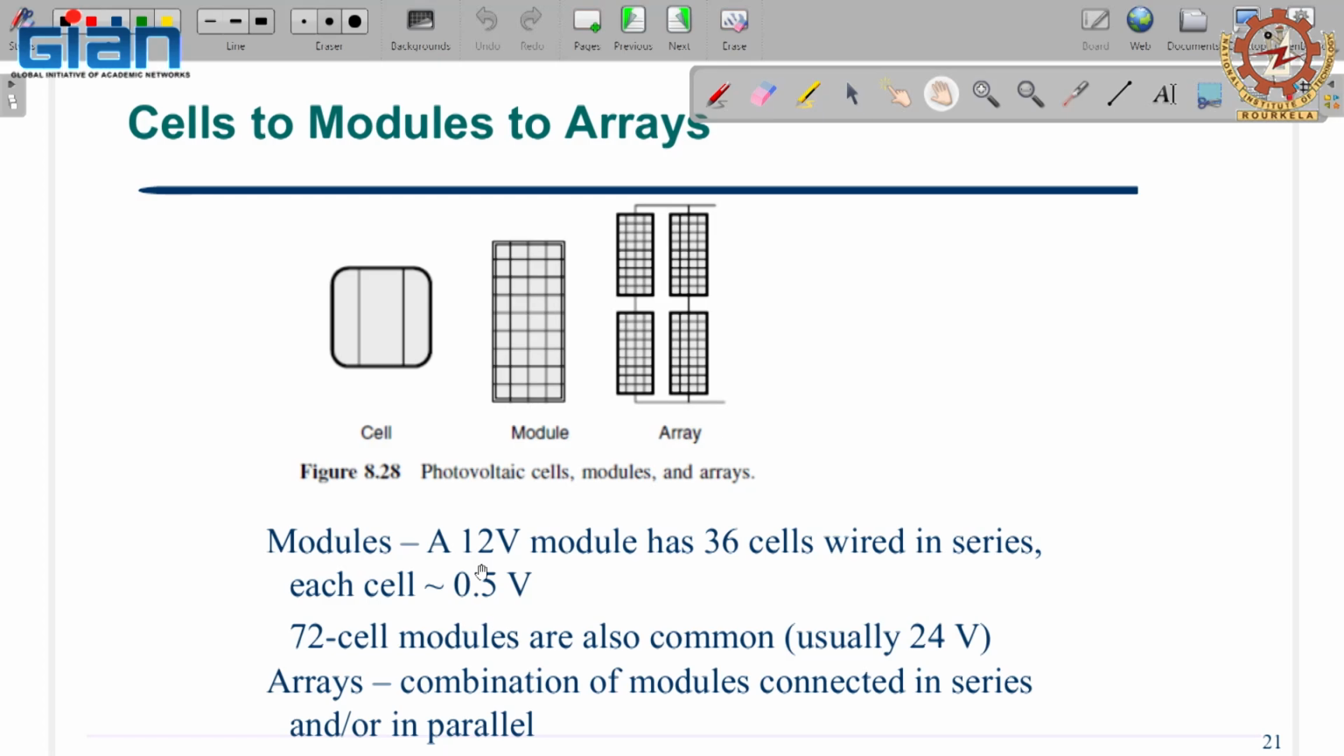So you have, for example, a 36 cell. It could be 36 cell, or it could be 72. So with 36 cells, each can have say 0.5 volts. Theoretically, it should give you 18 volts, but there is resistance, etc. So typically you get 12 volts. If it is 72 cell, it gives you a voltage of 24.